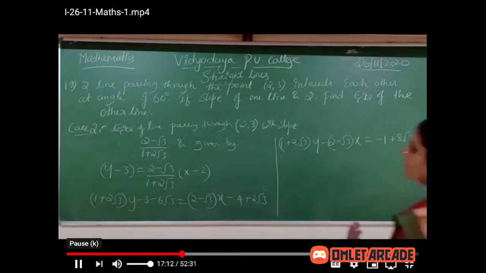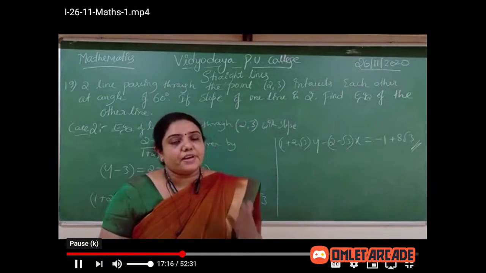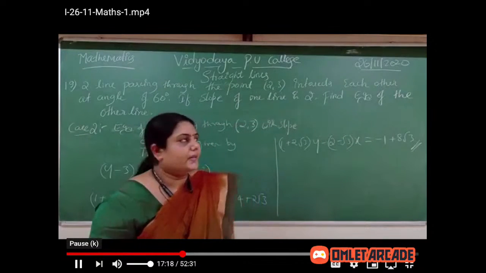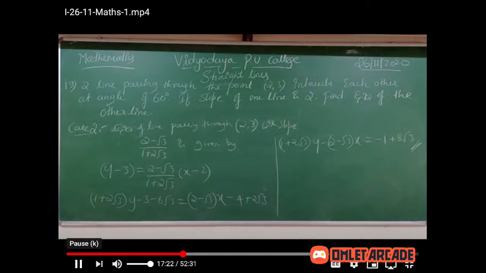So this is the equation of the line when the slope m2 is 2 minus root 3 divided by 1 plus 2 root 3. So in this problem we got two values of m2. Yes, you have to find the equation for both the cases. Okay. So this is the solution. It is a little big problem, students. Once again, just rewind it and see the problem and copy this. Okay. We'll see the next one.